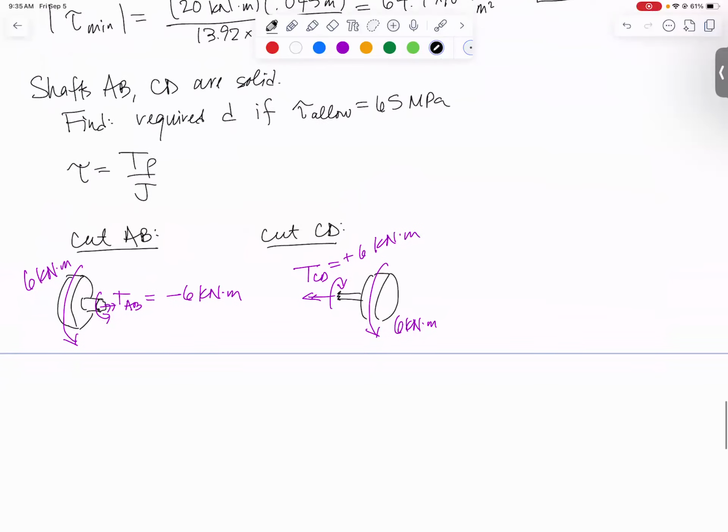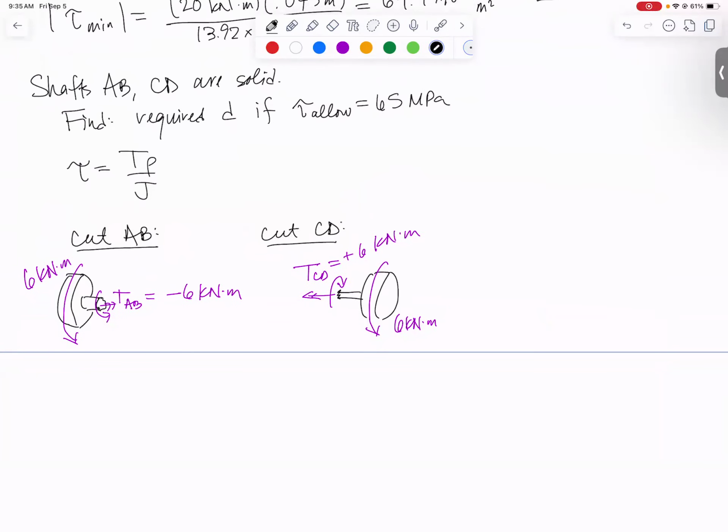They told us the max tau allow is 65 megapascal, so let's put that on the left side of our equation. 65 times 10 to the 6th newtons per square meter equals our torque magnitude, which for both of them is 6 kilonewton meters. And then I need rho, my radius. Let's just solve for radius and then get diameter afterward. Rho is going to be my outer radius that I don't know. And J is going to be pi over 2 times radius to the fourth. And if I solve for radius, I can just double it and get the required diameter.